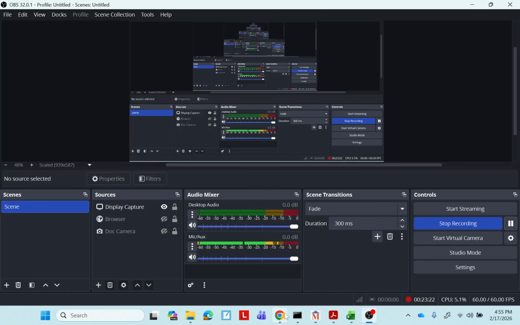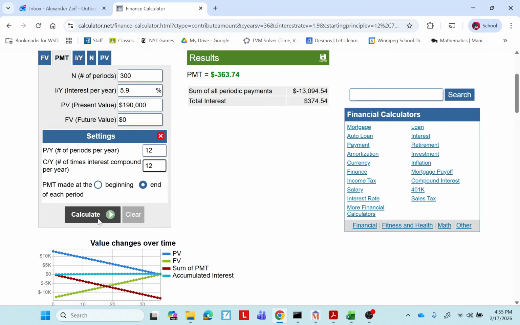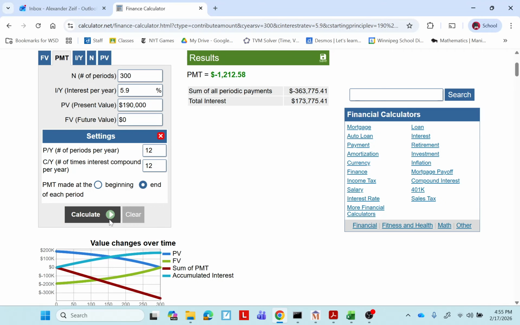So I've got everything entered into the financial calculator. Just going to hit calculate. The monthly payment amount is $1,212.58. Part B says how much will be owed on the mortgage at the end of 5 years.